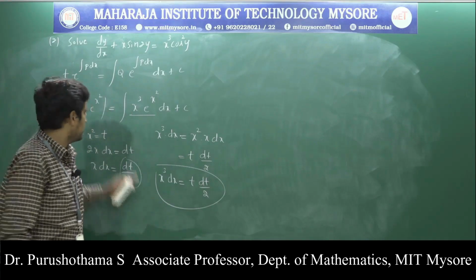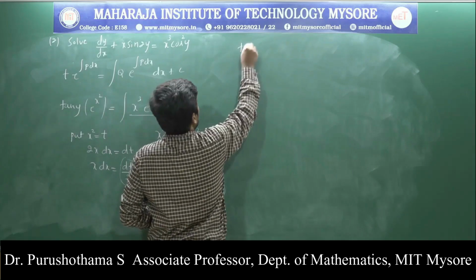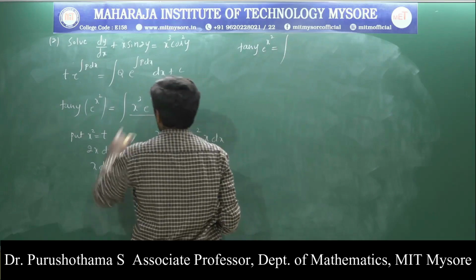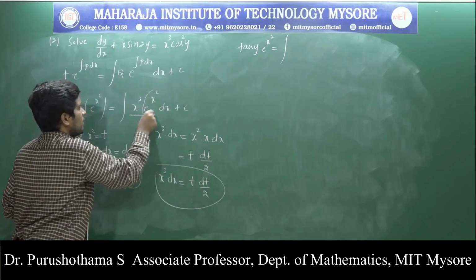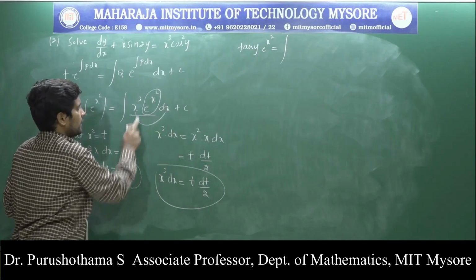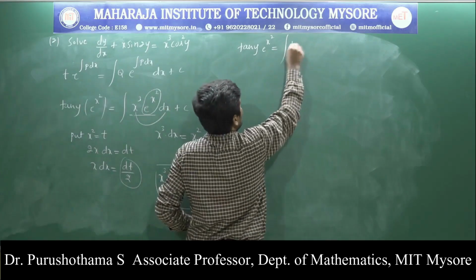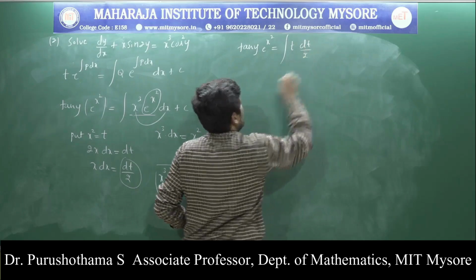For further continuation, the solution becomes tan y into e power minus x square, integral of, here, x cube into dx, which is nothing but t into dt by 2. So t into dt by 2.